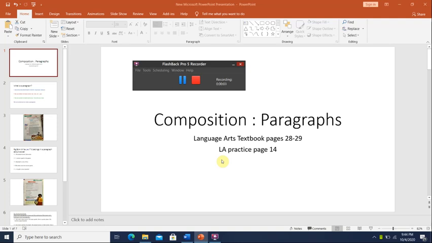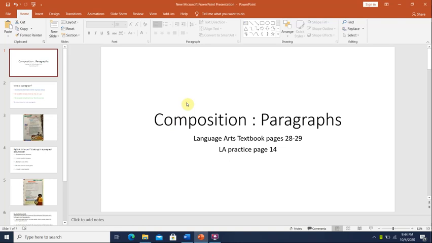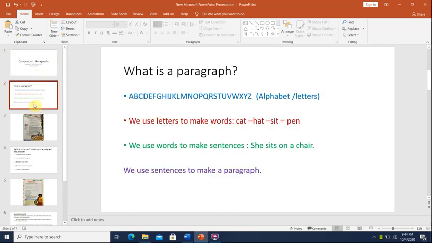All right, grade 2 students. Today's grammar lesson is about paragraphs. We took paragraphs last year in grade 1. Do you guys remember what a paragraph is? Okay, if you don't, let's revise.